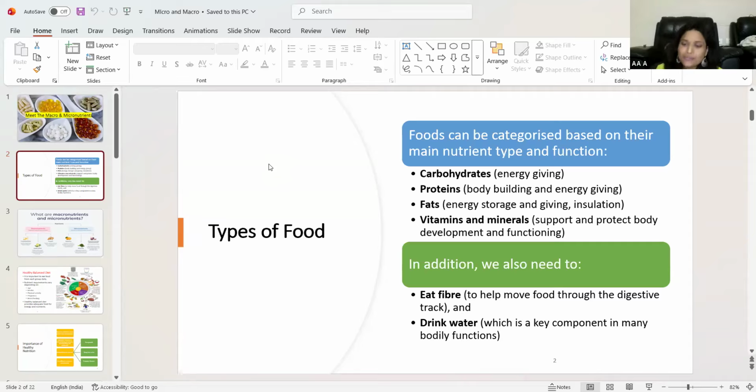Okay, and vitamins and minerals. These three nutrients are macronutrients: carbohydrates, proteins, and fats. If you include 1 gram of fat, it gives 9 kilocalories. From 1 gram of protein, we get 4 kilocalories. Got it, right? Whatever food we are eating, from each and every food we are getting energy.